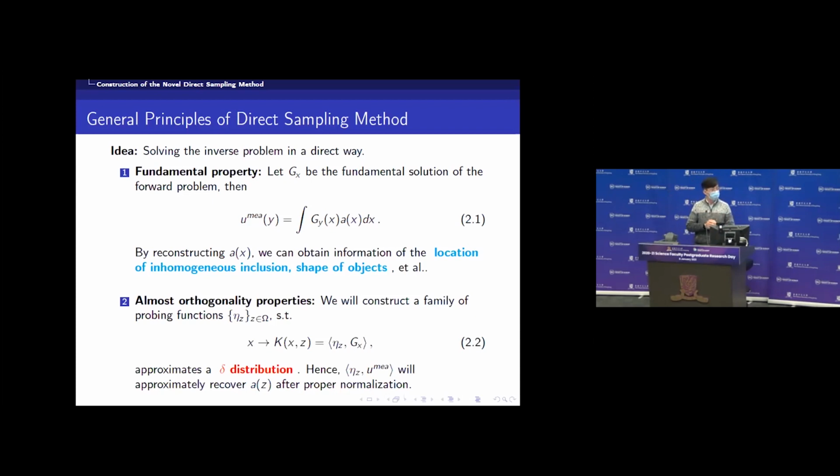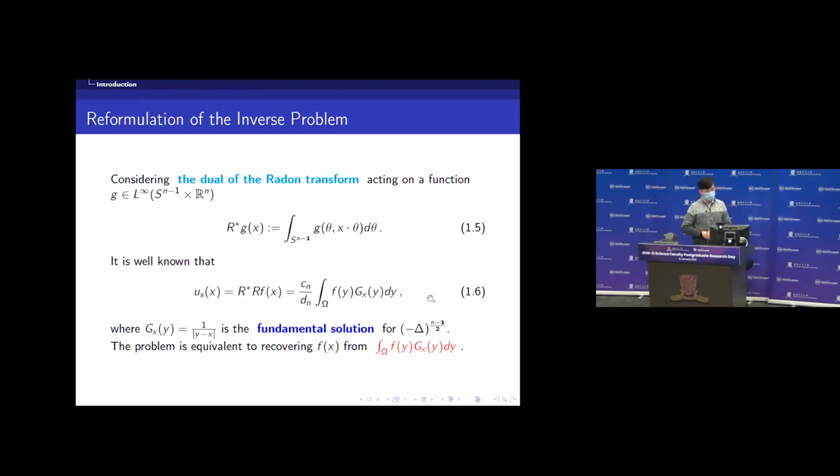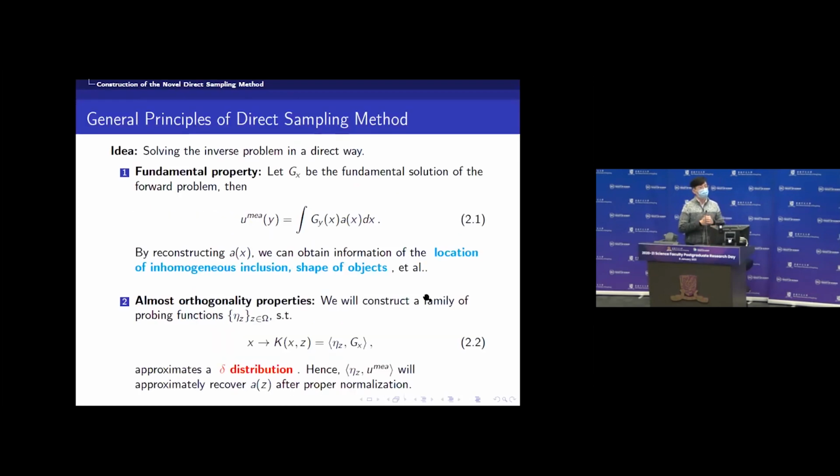Now we will see if the inverse problem under consideration has two properties. The first property we call the fundamental property, equation 2.1. You can see that equation 2.1 is just equation 1.6. So we see this inverse problem has this property. And the second property we call the almost orthogonality property.